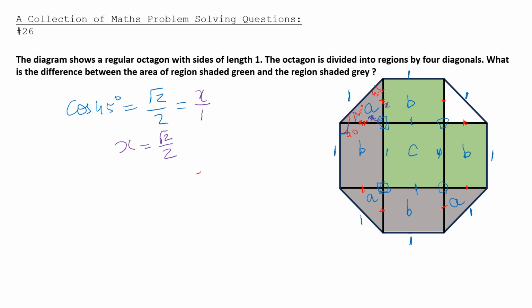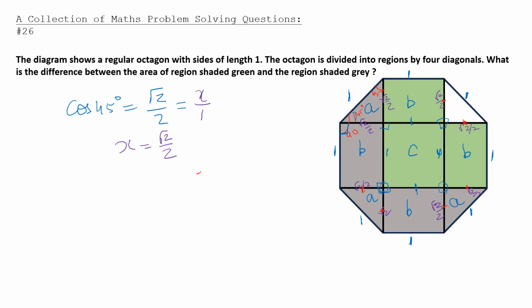So once I know that, it's simpler to answer this question. So I know that this is root 2 out of 2. So all these sides are root 2 out of 2, root 2 out of 2, root 2 out of 2, root 2 out of 2, root 2 out of 2.